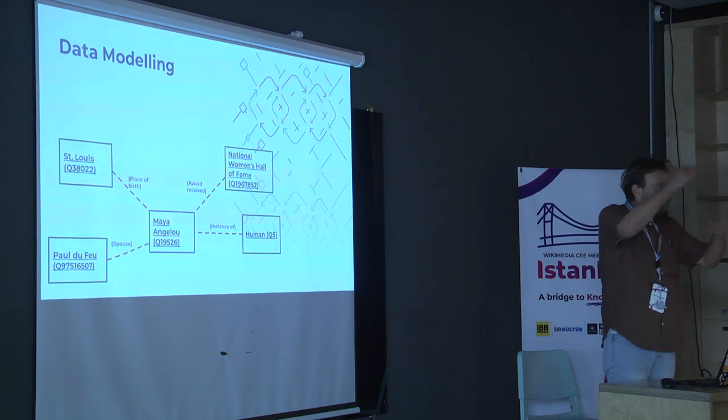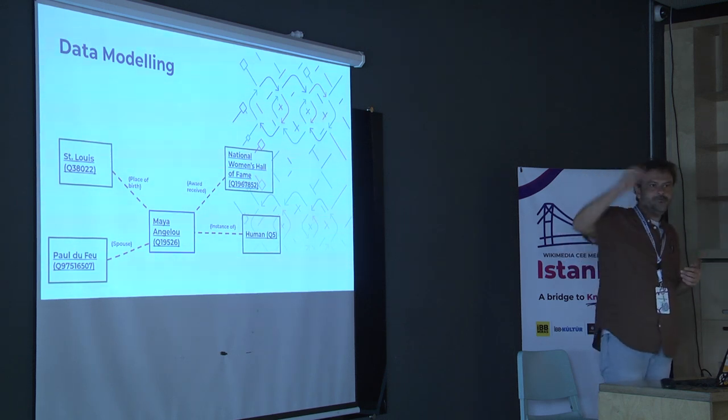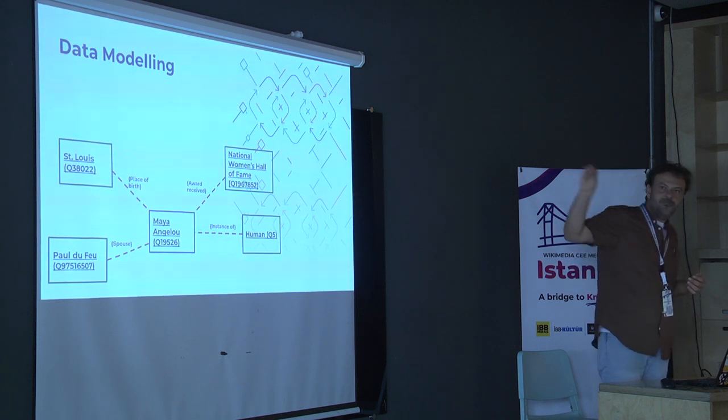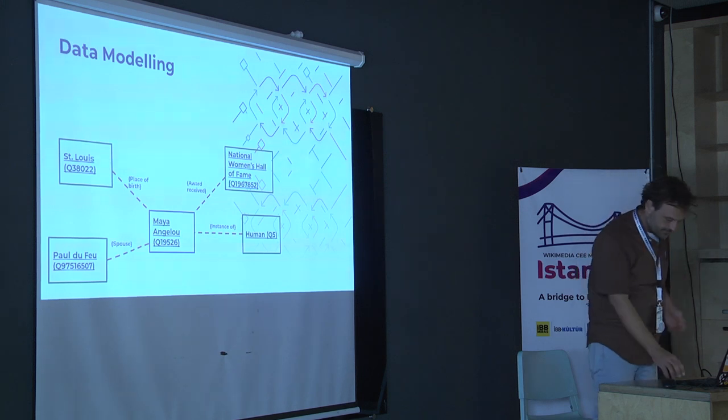So we don't need to think about this anymore like that: is this a human being? Make a list of all human beings. We just have each human being as an item, and then we assign them as human beings.